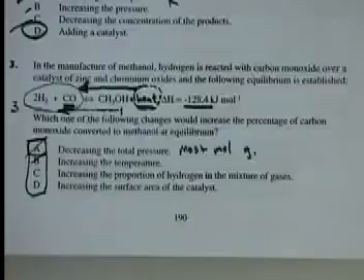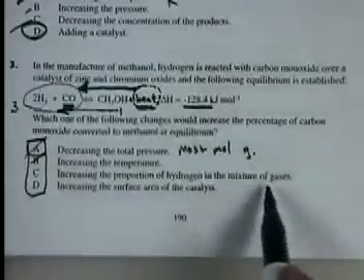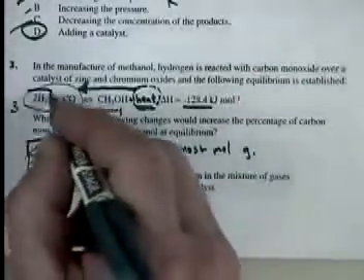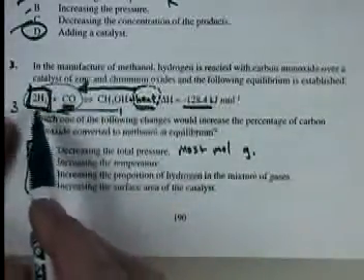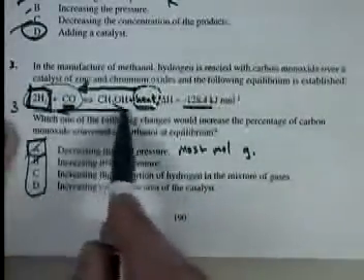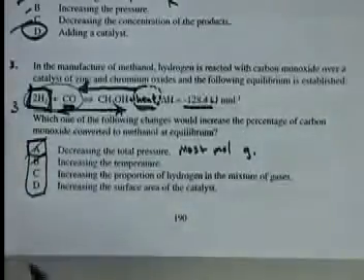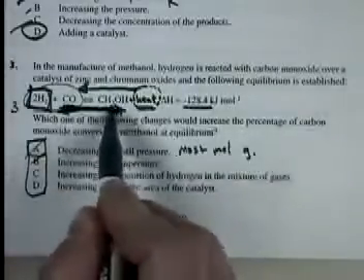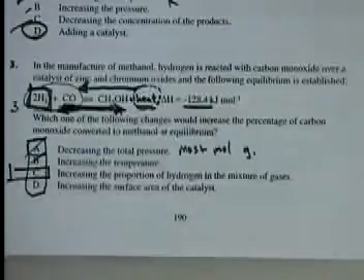Letter C says increasing the proportion of hydrogen gas in the mixture. Well, now we're increasing the concentration of this. We're adding more of this stuff. If we add more of this, it should shift the reaction to the right, because it wants to relieve that stress. And so we should be taking more of this carbon monoxide at the same time and shoving it to the right and making more methanol. So C is a pretty good choice. C is the best choice, actually. And it allows it to shift from left to right.